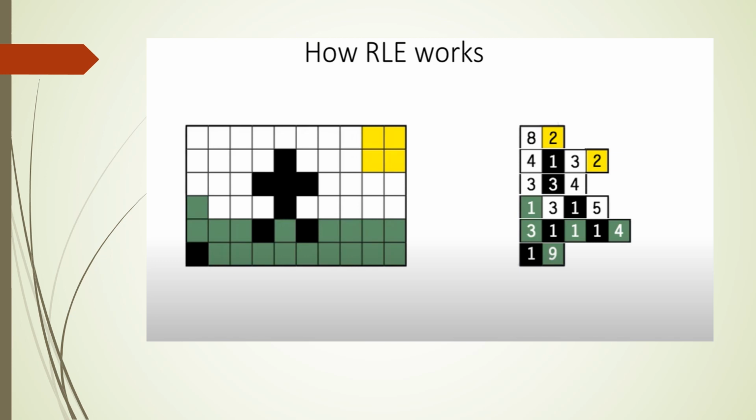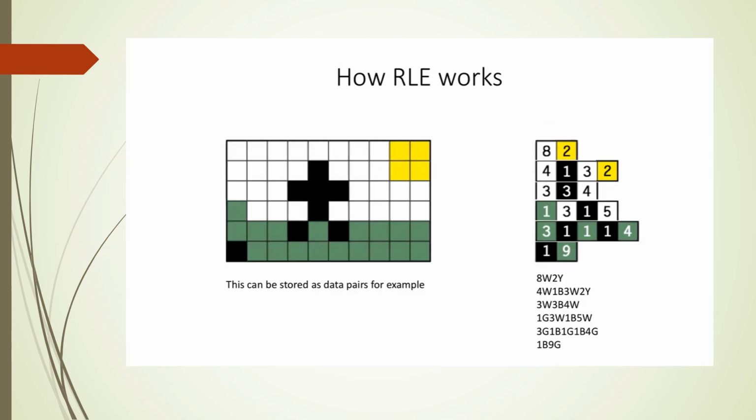Then we have the pixel data: 8 whites, 2 yellow, 4 whites, 1 black, 3 whites, 2 yellow, and so on. This data can be written like 8W, meaning 8 white, 2 yellow, 4 whites, 1 B, 3 white, 2 yellow, and so on.